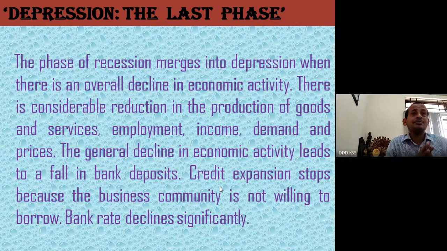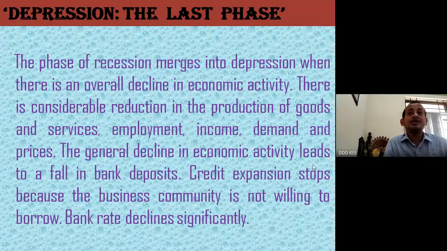Now, see, another example I'll give you. During the COVID-19 period, all automobile companies reduced their production targets, and they closed down a lot of dealers in different locations. Why did they do it? Because there was a decrease in the demand for personal cars. So in the automobile sector it is happening. If these things happen in almost all industries, then the economy will have a very bad phase. There is considerable reduction in the production of goods and services, employment, income, demand, and prices.